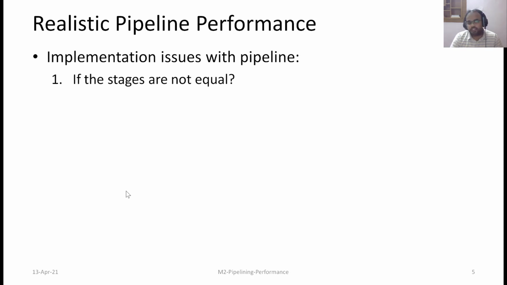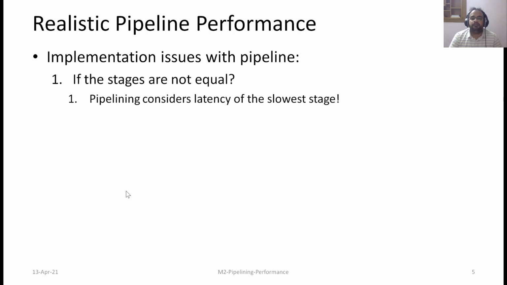The first issue is, if the stages are not equal, what happens? Then the clock cycle time of unpipelined and pipelined will be different, isn't it? So what would be the clock cycle time of the pipeline implementation? It is the latency of the slowest stage. That's what we would have done with the multi-stage multi-cycle implementation also.